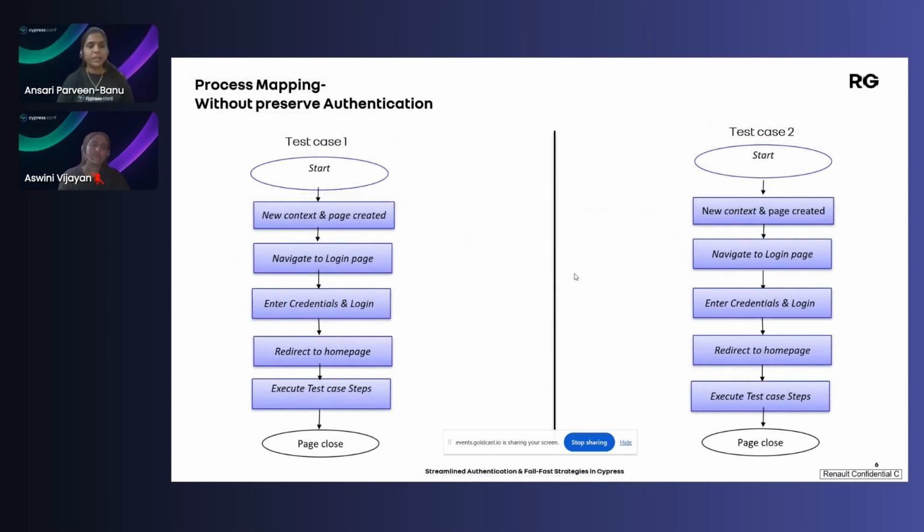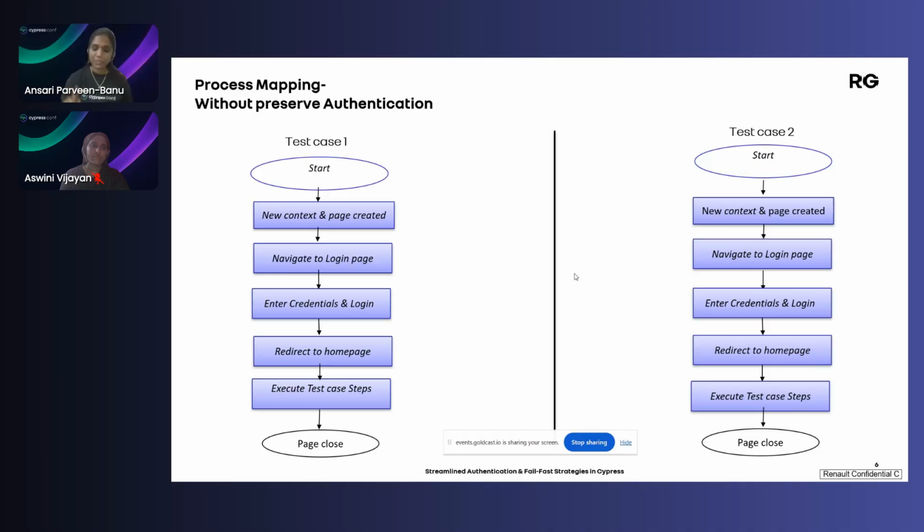So here we have shown how the Cypress test looks before implementing the preserve authentication approach. We have taken two different test cases. The first test case starts, logs in, creates a new context page, does navigation and other steps, and then closes the entire browser, ensuring it does not save any cookies. So even though both belong to the same suite, they behave as if they know nothing about each other.